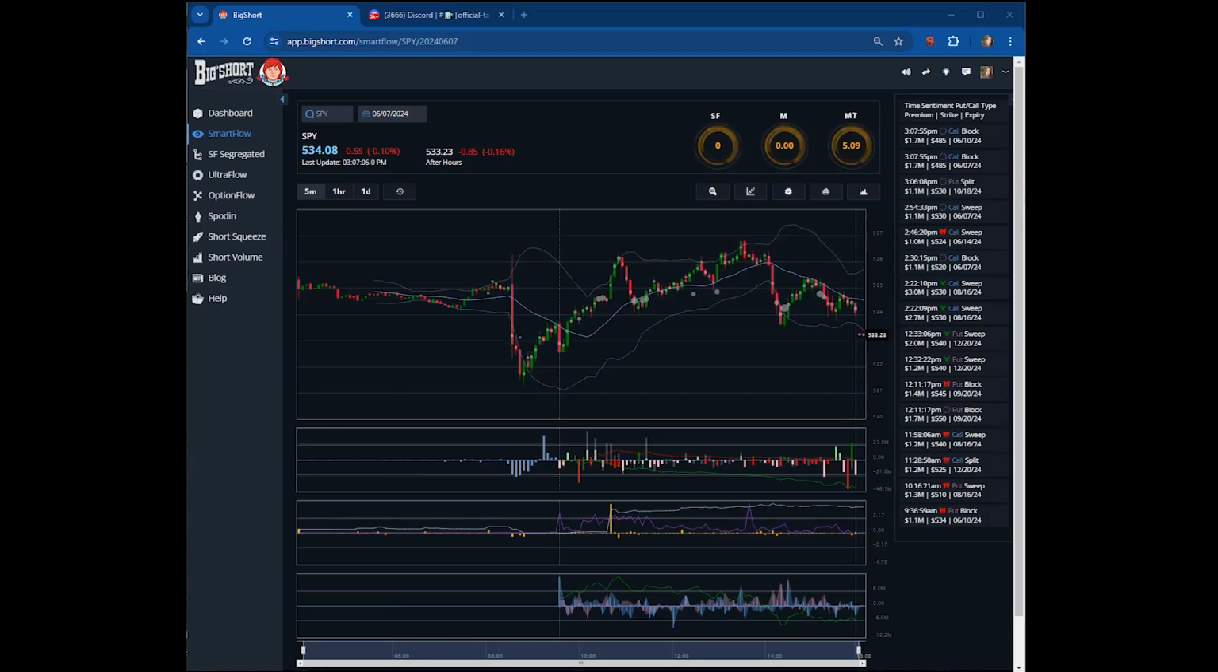The tallies are dollars, and the bars that comprise SmartFlow are dollars. And the numbers on the right side with the dollar sign in front of them are also dollars.